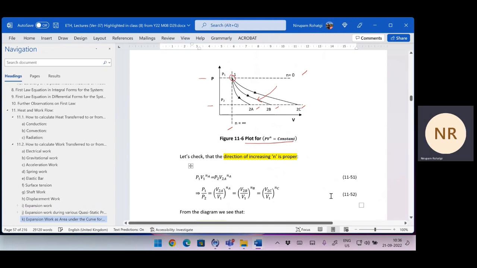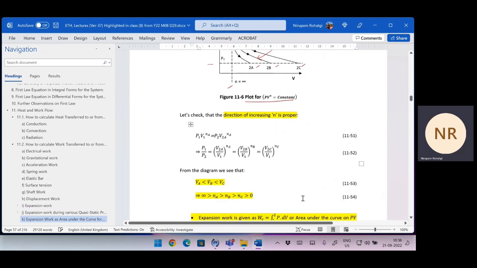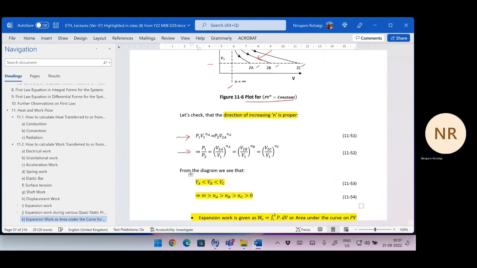And this you can prove also. We know that P1 V1^n is equal to P2 V2^n, this is the relation for the polytropic process. I am giving you tips on how to understand or capture the problem. Mathematically you can do it, there is no problem, but these are some shortcuts. So P1 by P2 will be equal to this, and from this you know that 2A is less than 2B is less than 2C, which means that Na should be greater than Nb, which should be greater than Nc.